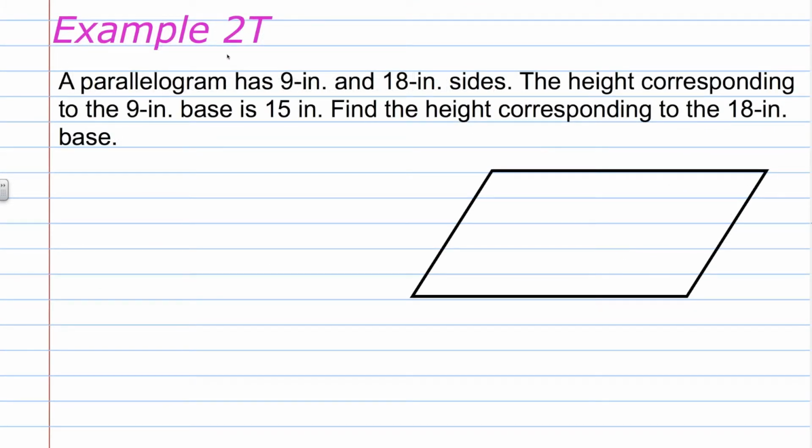Example 2t. We're told that a parallelogram has 9-inch and 18-inch sides. Let's put that in our diagram. So the shorter side is 9 inches and the longer side is 18 inches. The height corresponding to the 9-inch base is 15 inches. Find the height corresponding to the 18-inch base.